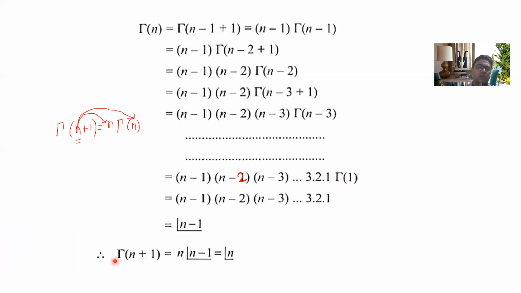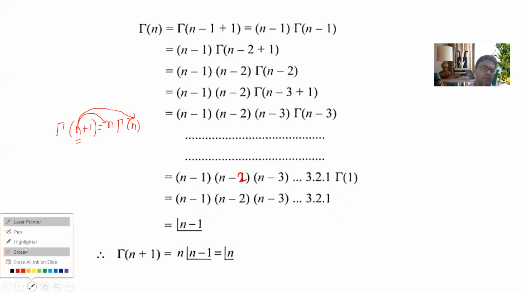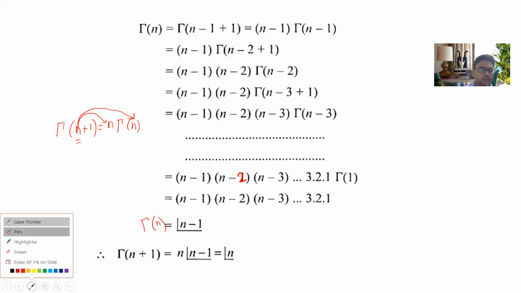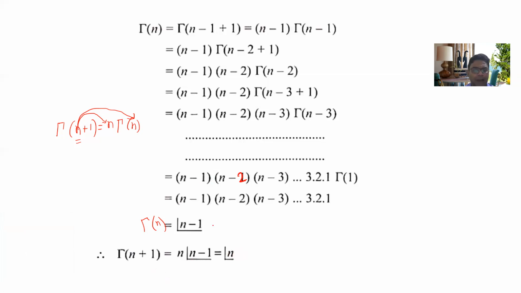So from here it is clear that gamma n is equal to factorial n minus 1. We can rewrite this as gamma n plus 1 is equal to factorial n. This is not the correct expression. Basically, you have factorial n plus 1 minus 1, that is factorial n.